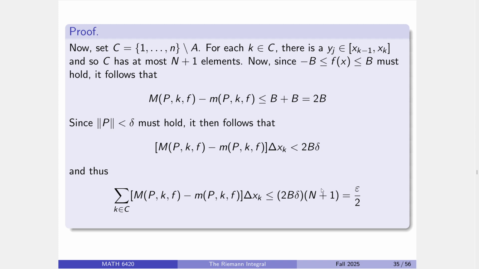All right, and now hopefully you're seeing where the 4B is going to show up. The 4 is going to pop in, because now when I look at the sum of all of these things, there are at most n plus 1 of them, so I have 2B times delta times n plus 1, and note that was rigged to give me epsilon over 2. That's why there was the 4 down there, to give me the epsilon over 2, because I was going to have twice of these things. Oh, there you go.